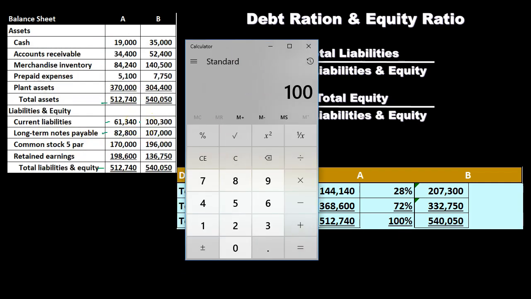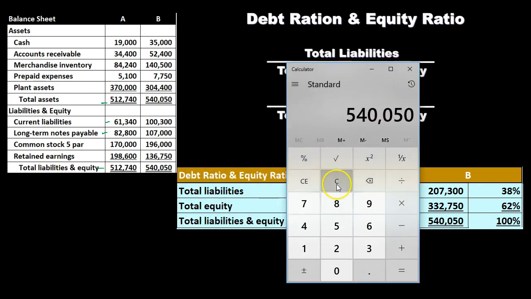Let's take a look at B, where we're going to pull this information, and we're taking the liabilities, the 100,300 plus the 107,000, and that's going to be the 207,300. The equity represented by the common stock of 196,000 and the 136,750 of retained earnings, the 332,750, and then we can do our ratio analysis compared to the total. So obviously the 207,300 plus 332,750 adds up to the 540.